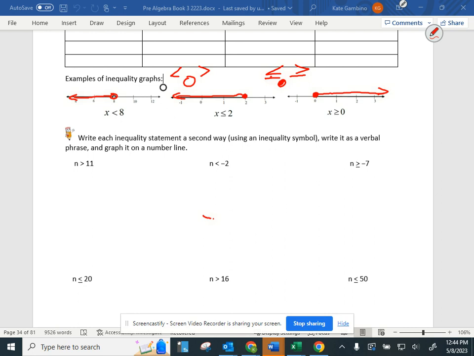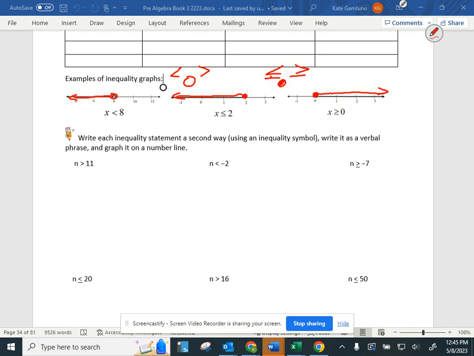So now we need to write each inequality statement a second way. N is greater than 11. The number has to be bigger than 11. But now we're going to use the inequality symbol, but the opposite one. So if it says N is greater than 11, how can I flip that to still mean the same thing, but it's opposite?